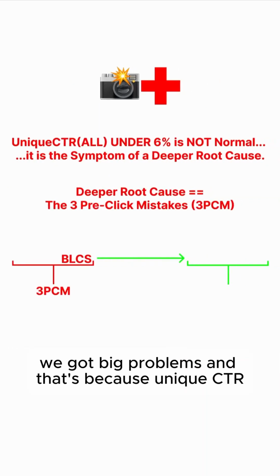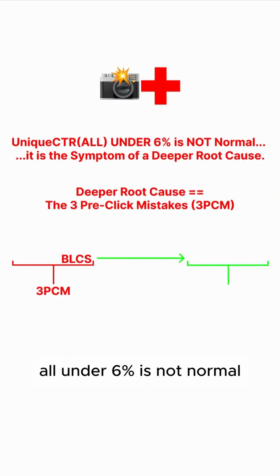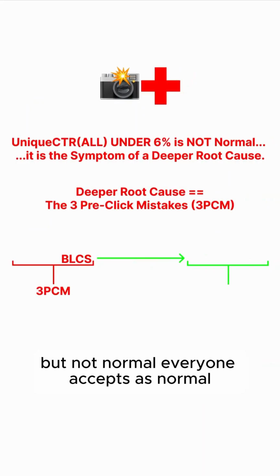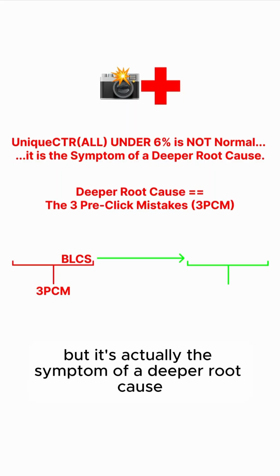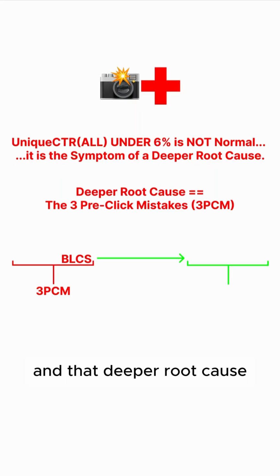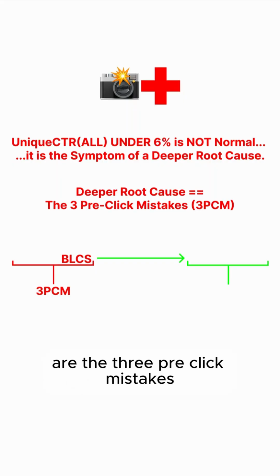If we're below 6%, we got big problems. And that's because unique CTR under 6% is not normal. Extremely common, but not normal. Everyone accepts it as normal, but it's actually the symptom of a deeper root cause. And that deeper root cause is the 3 pre-click mistakes.